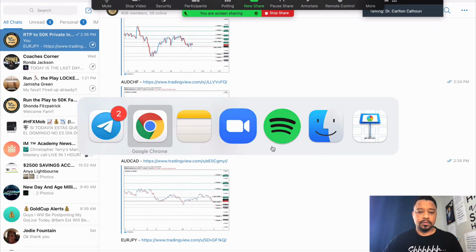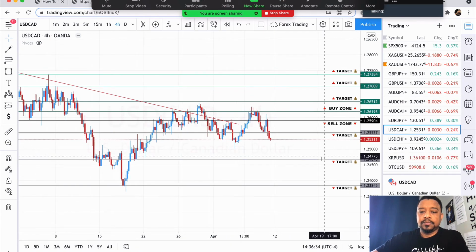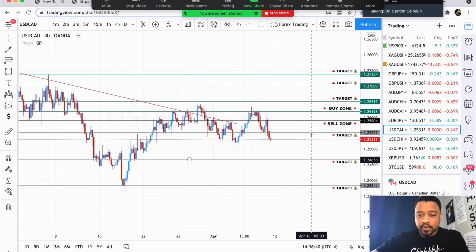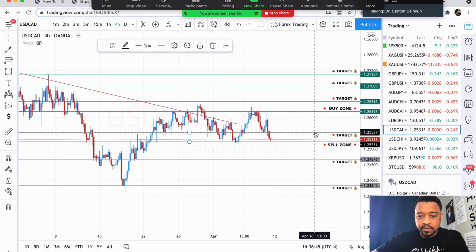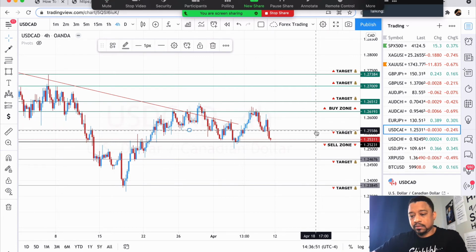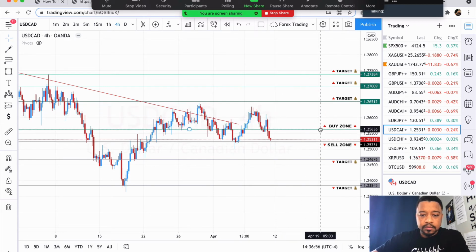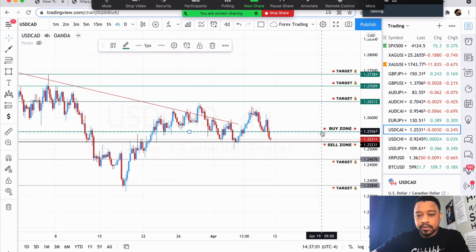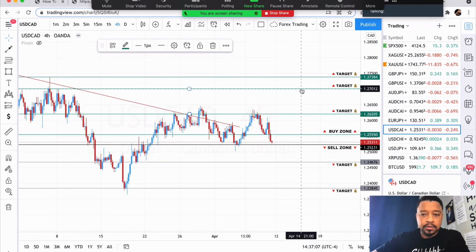JPY. I think this USDCAD is going to continue to shoot down where it is right now. So if you haven't gotten in, your sell zone is right there. Buy zone is right in here. Doubles. Targets.